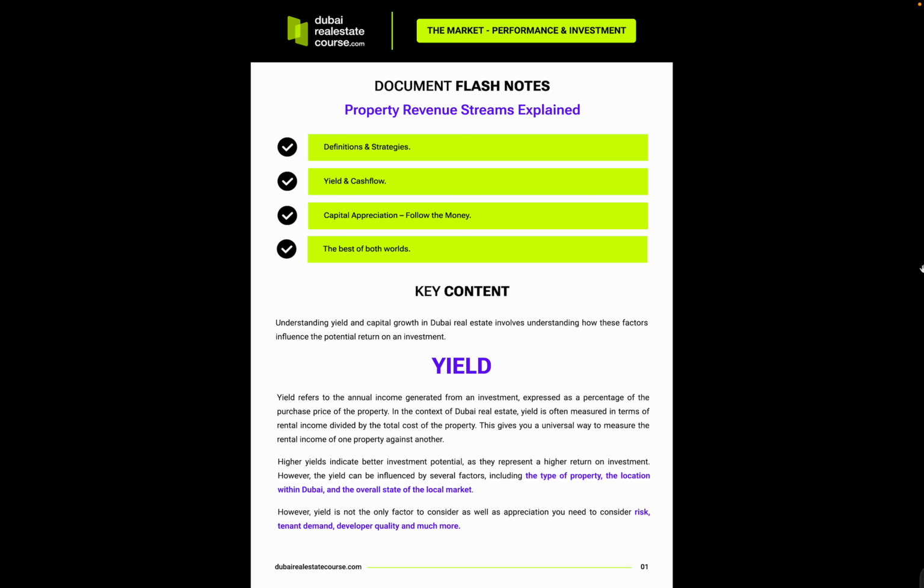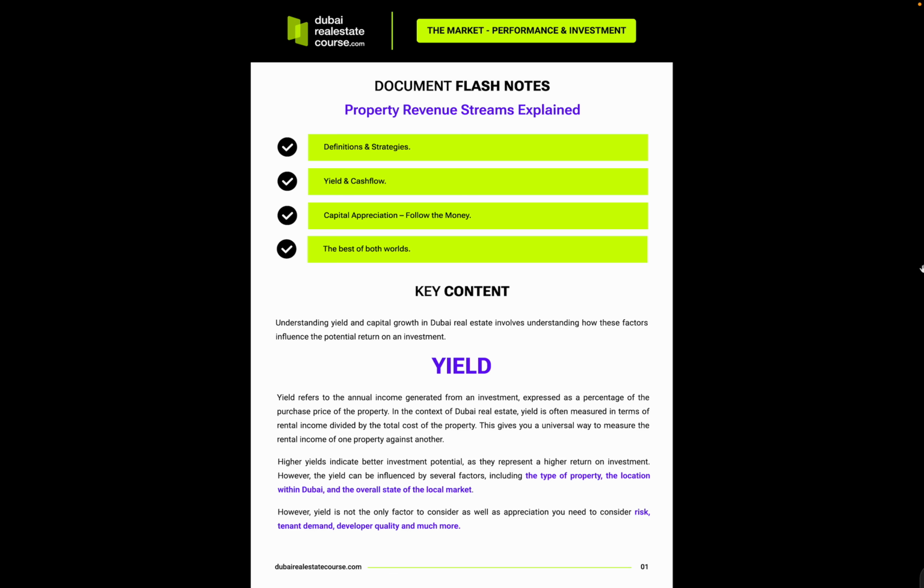Now, looking at rental yield, this is fundamentally income generation. So that's what it's focused on. It's focused on how much money is going in your pocket each month. Now, the phrase yield refers to the annual income generated from the investment expressed as a percentage of the property price, the purchase price of the property. So, in other words, if you buy a property for 100,000 dirhams and you get a 10,000 dirham return in rental income, it means your rental yield is 10% of that property.